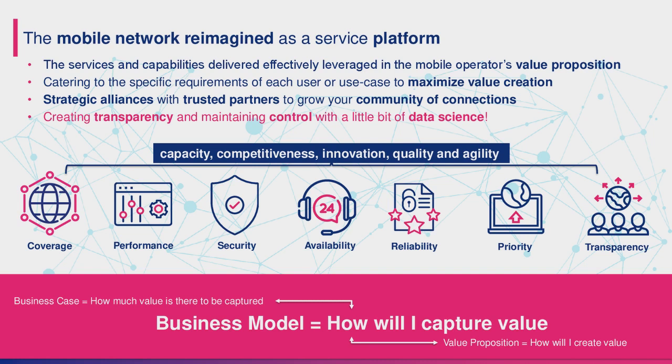So creating the transparency needed and maintaining control, whether it be for humans or machines, in this new platformification, I guess you could say, of the mobile network is also critical. Now, the question is, okay, you think of a roaming or a mobile network as a platform. Where is the value in this concept? And it comes down to the business model.